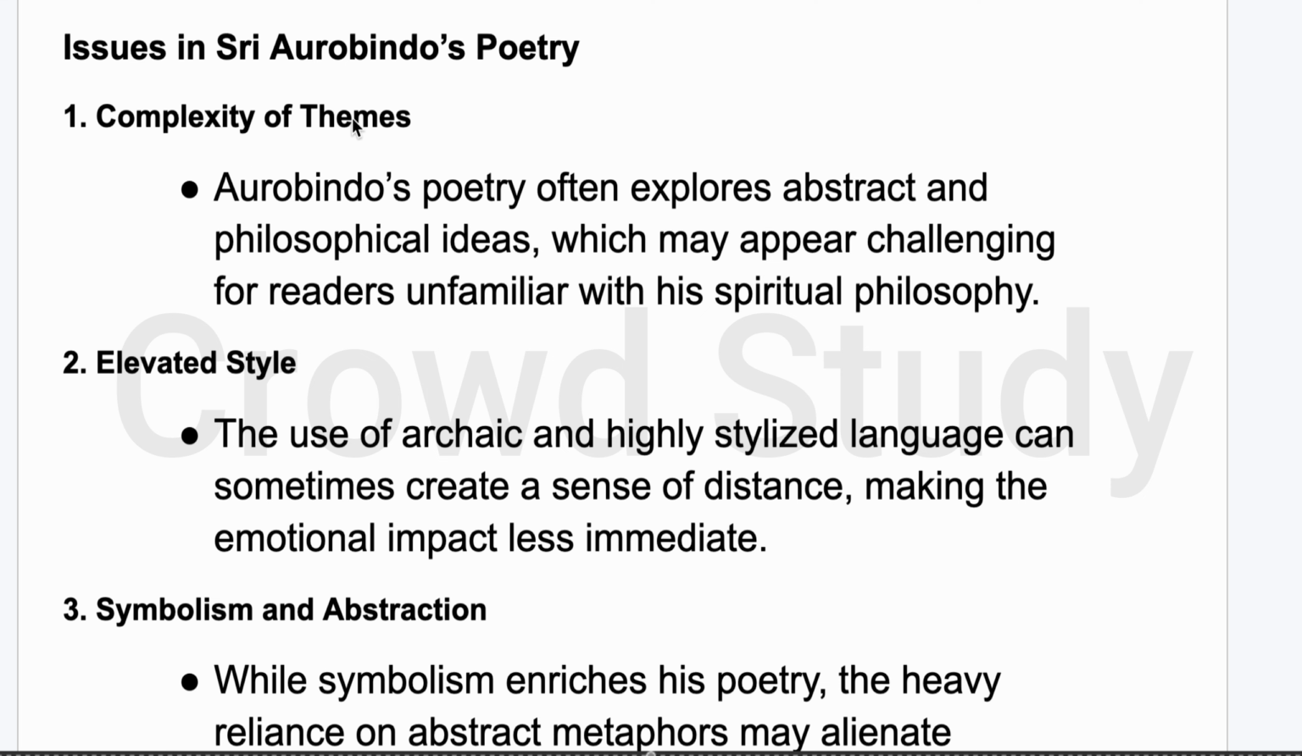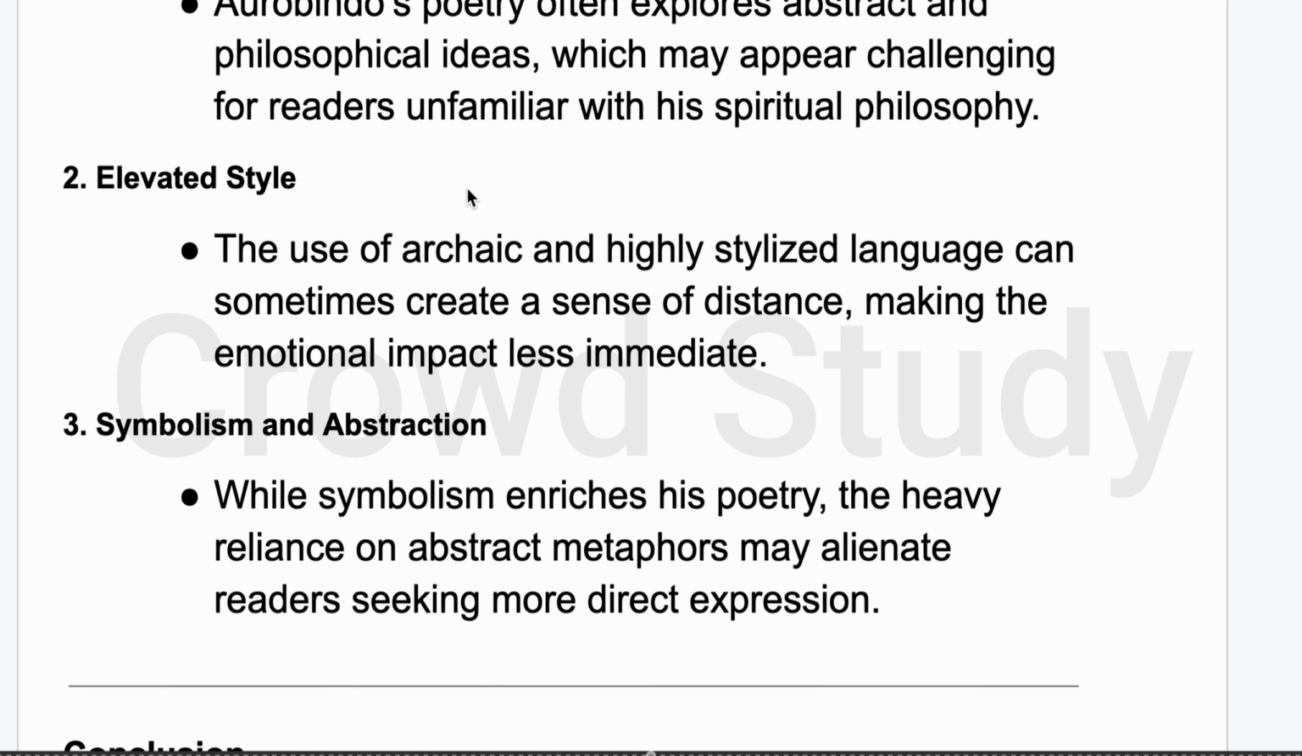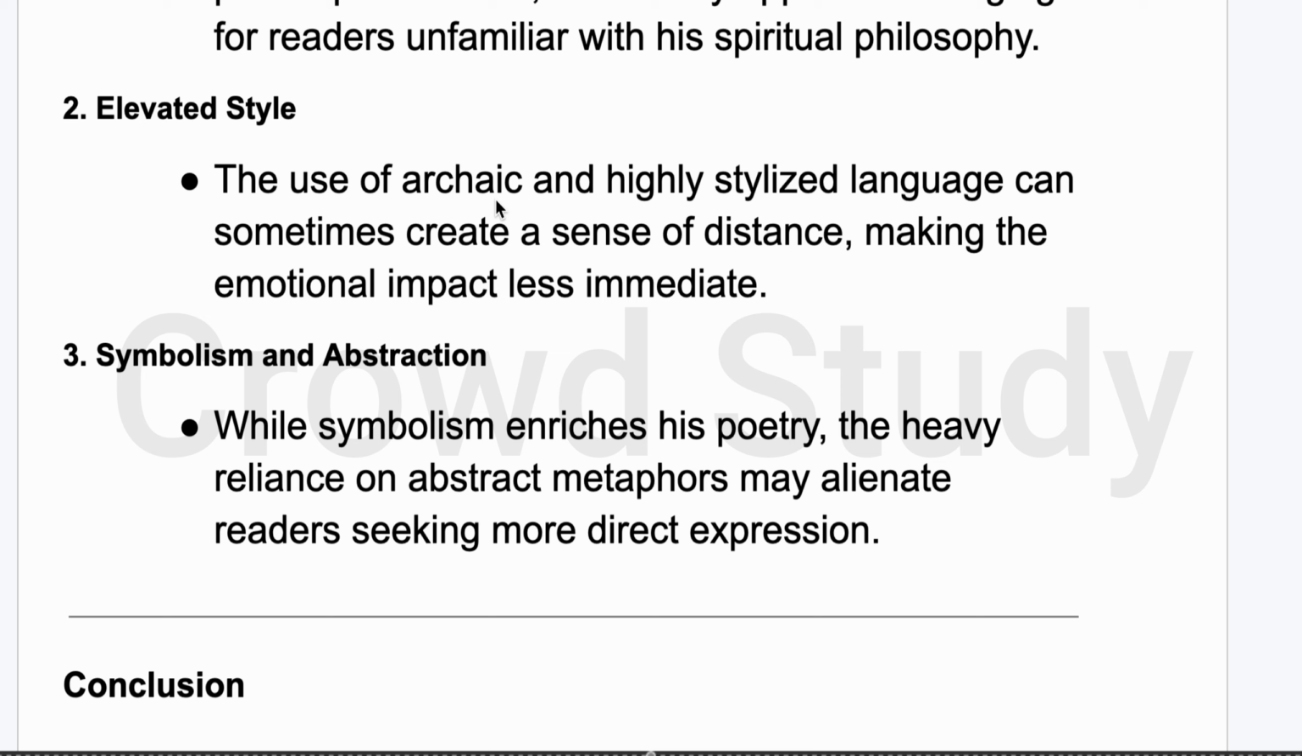Number 1. Complexity of themes. Aurobindo's poetry often explores abstract and philosophical ideas which may appear challenging for readers unfamiliar with the spiritual philosophy. Number 2. Elevated style. The use of archaic and highly stylized language can sometimes create a sense of distance, making the emotional impact less immediate.